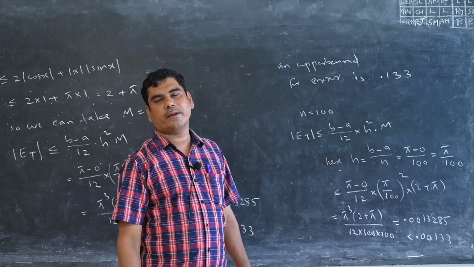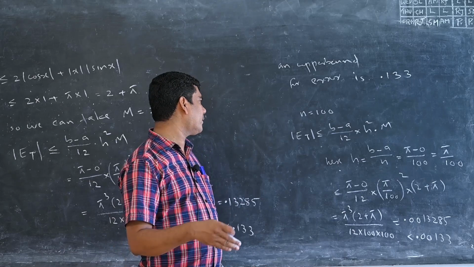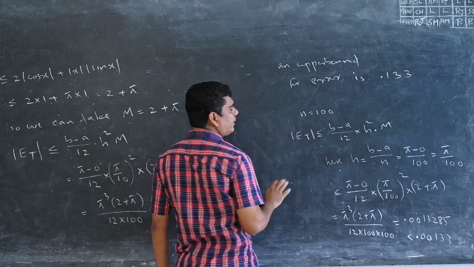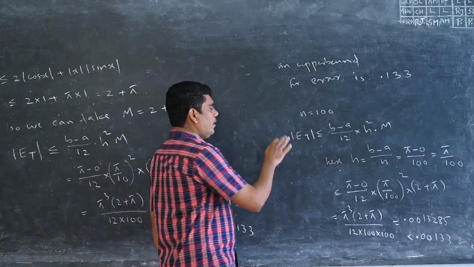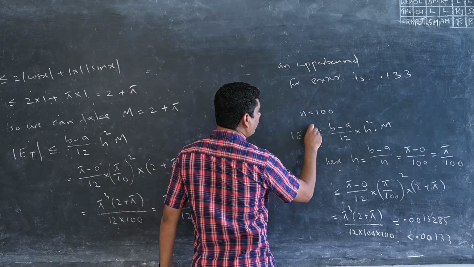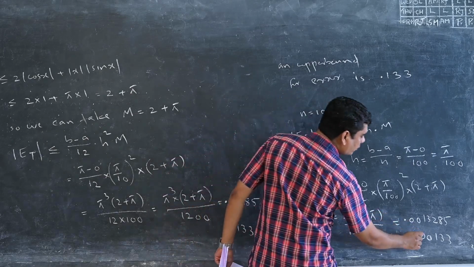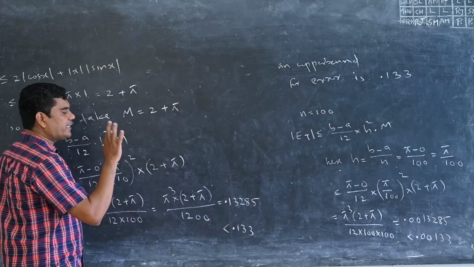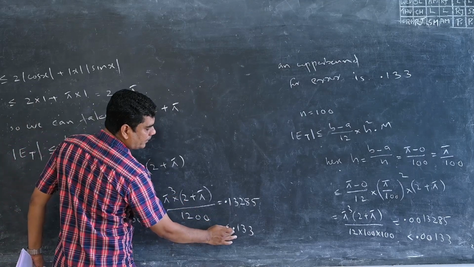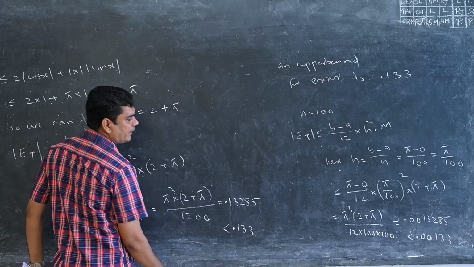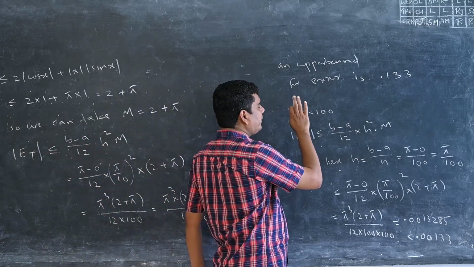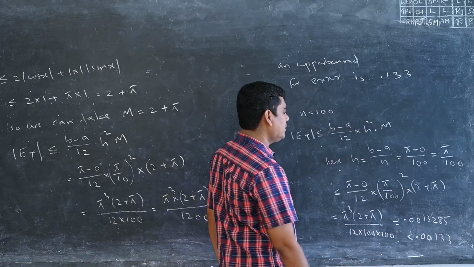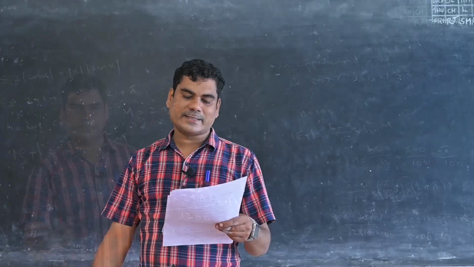So if n is equal to 100, that is, if we use 100 steps in the trapezoidal rule, then the error modulus of E_T is less than or equal to 0.00133. If n is equal to 10, the upper bound for the error is 0.133. So if n is equal to 100, the error is considerably reduced. It is less than 0.00133. Next example.